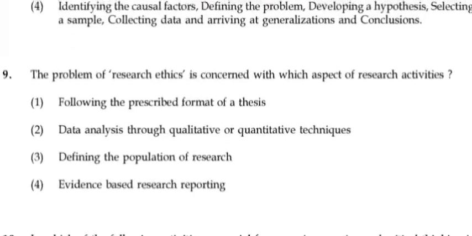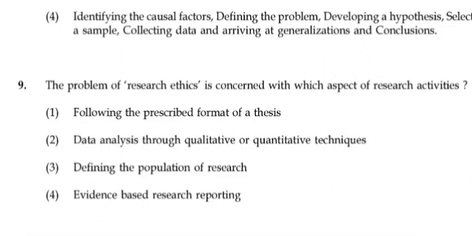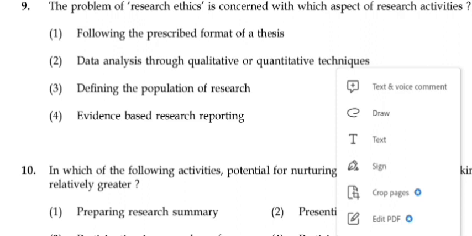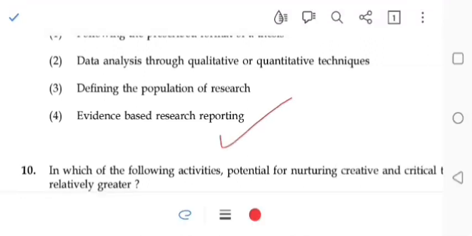Number 9 says, the problem of research ethics is concerned with which aspect of research activities. Following the prescribed format of a thesis, data analysis through qualitative or quantitative techniques, defining the population of research, evidence-based research reporting. So number 9, evidence-based research reporting, will be correct.